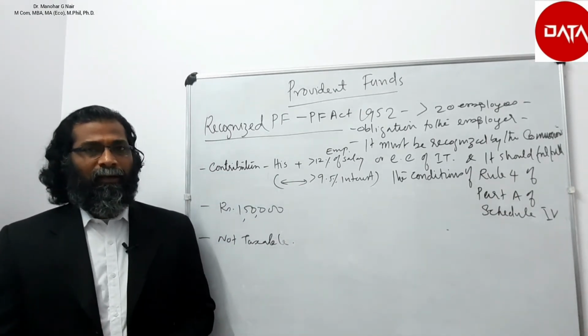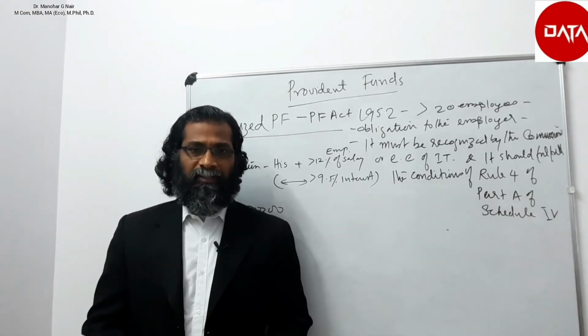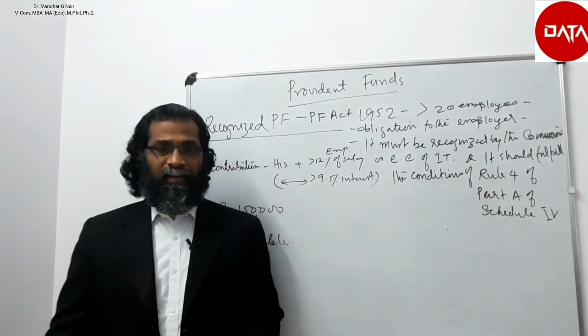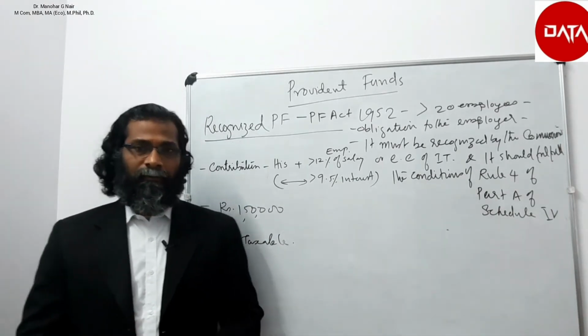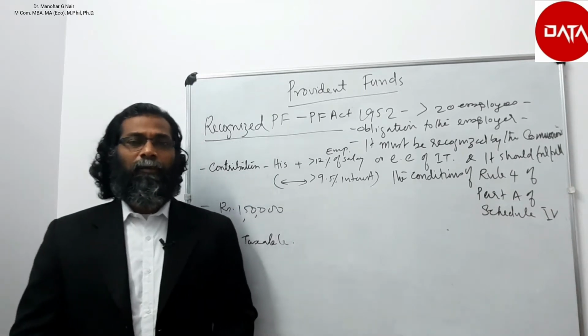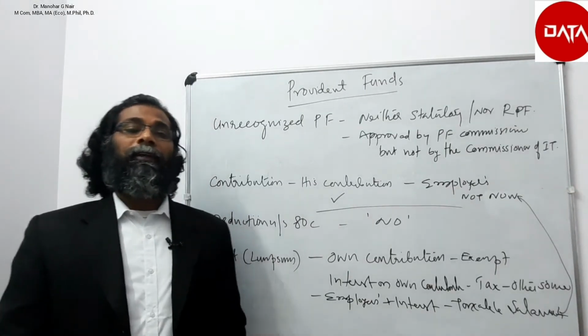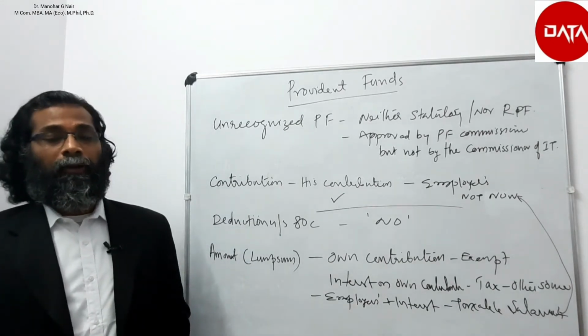For example, because of ill health or because of the closure of the business, under such circumstances, the lump sum received from this recognized Provident Fund is not taxable. The next type of Provident Fund is Unrecognized Provident Fund.